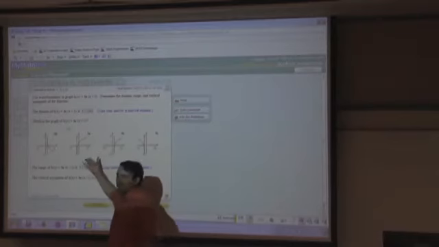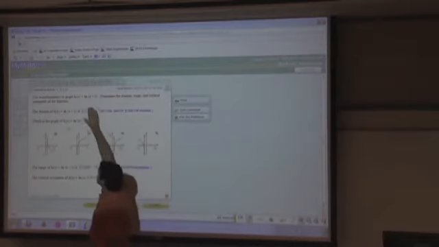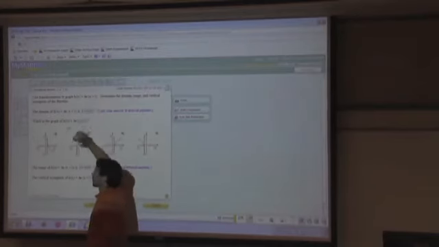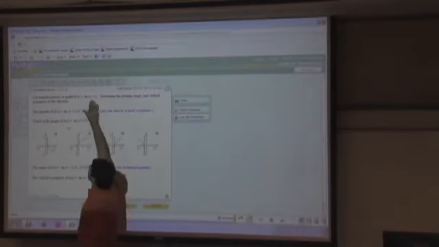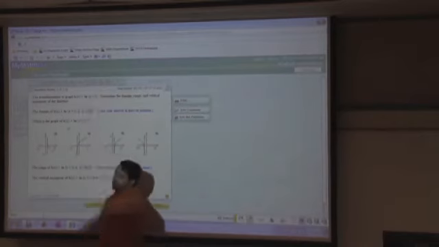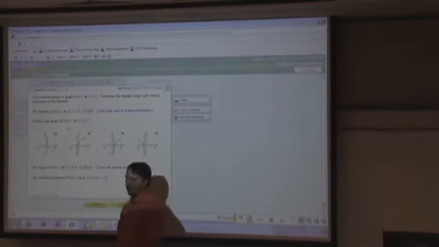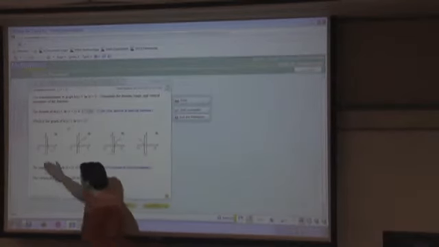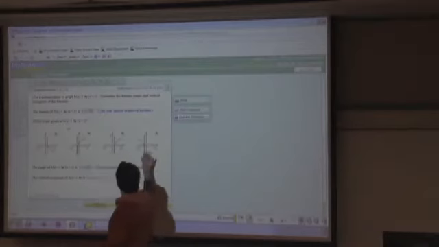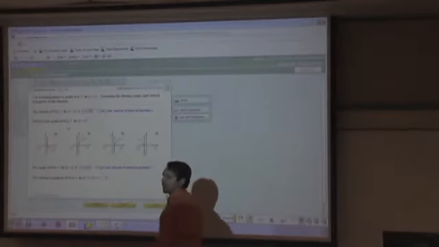Well, what has to happen? How can I make the parenthesis 0? By making x -2, right? That means x equals -2 is a vertical asymptote. So when I look at my pictures, which ones can I cross out?